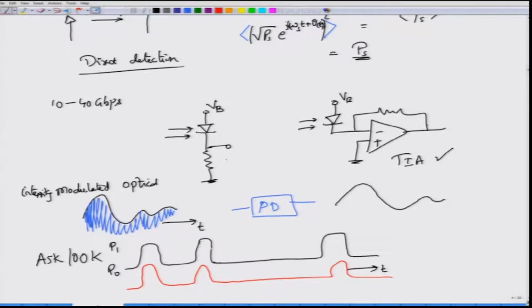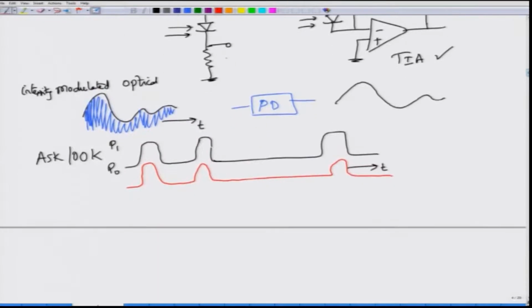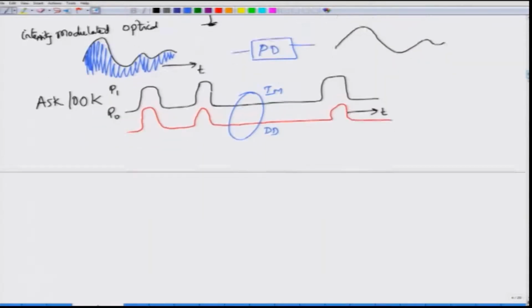Okay. So, this is the photo detector, and this mechanism by which you are modulating intensity and then detecting directly is called an IMDD transmission system, and IMDD transmission system, as I said, is quite popular and it is widely used for 10 to 40 Gbps optical communication systems.